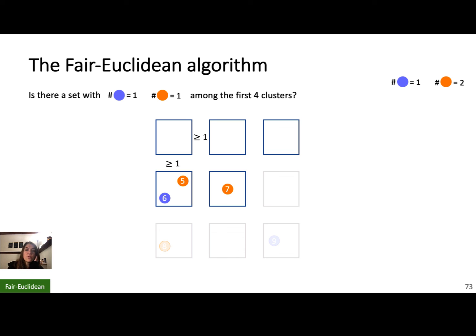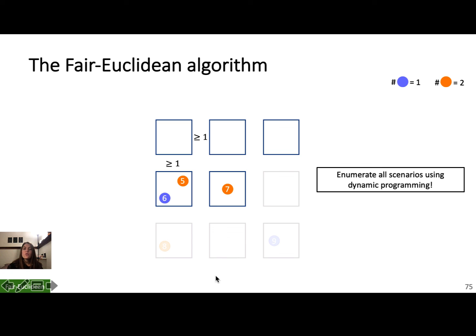We observe that among the first 4 clusters, there is 1 blue and 1 orange point, points 5 and 6 here, that are at least 1 over 1 plus epsilon far apart. Therefore, we now need 1 extra orange point from cluster 5 to satisfy the constraints. Note that point 7 is at least one distance far apart from points 5 and 6 here, and thus we can add it to the final set. In the paper, we saw how to enumerate all the possible scenarios for distributing the points across clusters using a dynamic programming approach. Fair Euclidean is a 1 plus epsilon approximation algorithm with 1 minus epsilon fairness for fair max-min diversification.